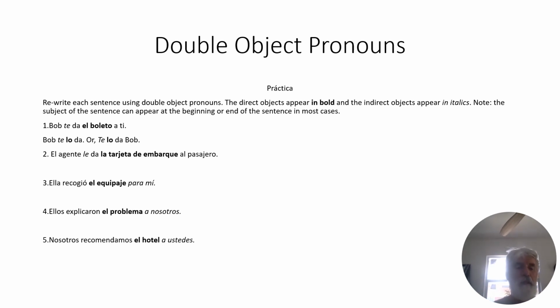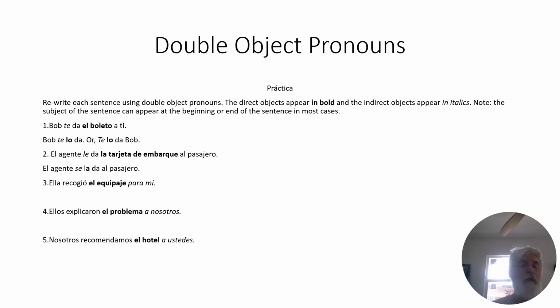Again, you could put the subject at the end of the sentence. You've got to put your indirect object pronouns before the conjugated verb. You lead off always with the indirect object pronoun te, and then you put in your direct object. Here's another one. El agente le da la tarjeta de embarque. Okay, so we want to say the agent gives him or her the boarding pass, gives the passenger the boarding pass. So we want to say el agente se la da.